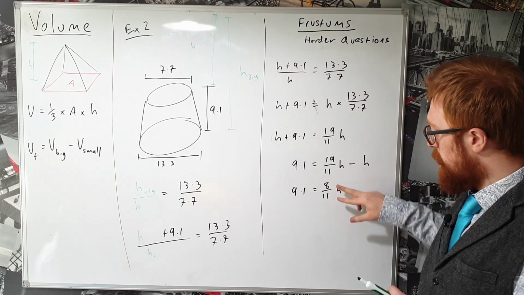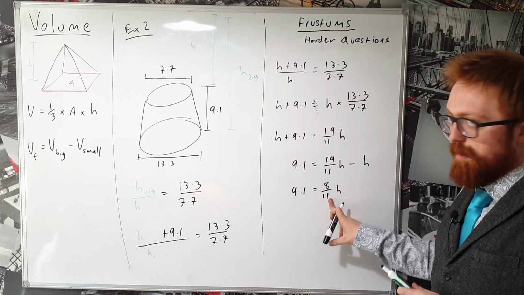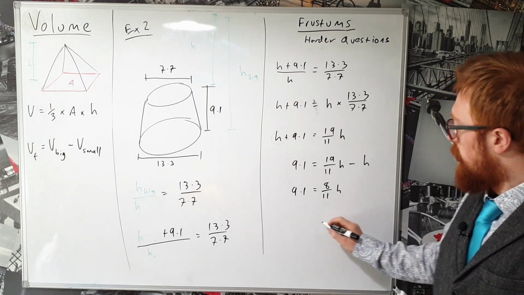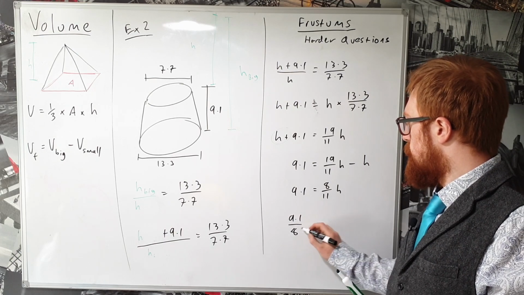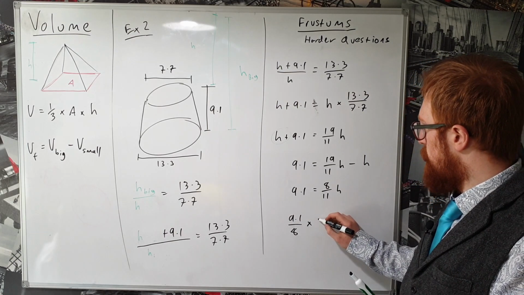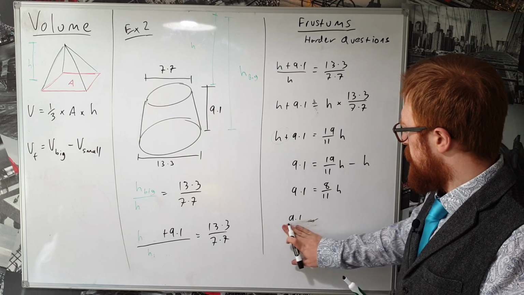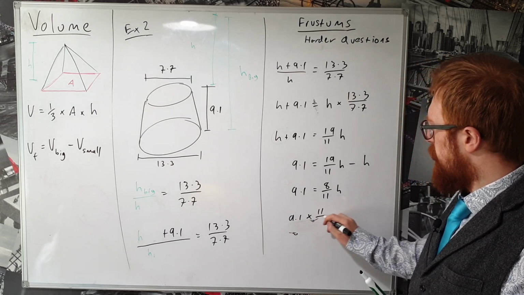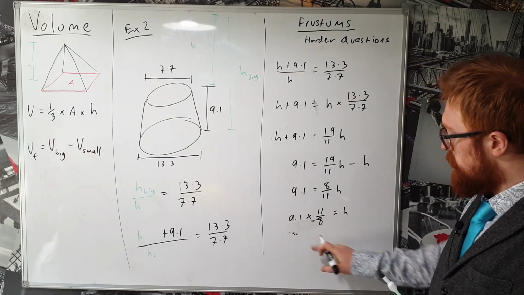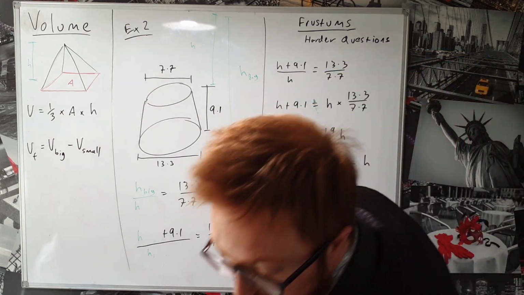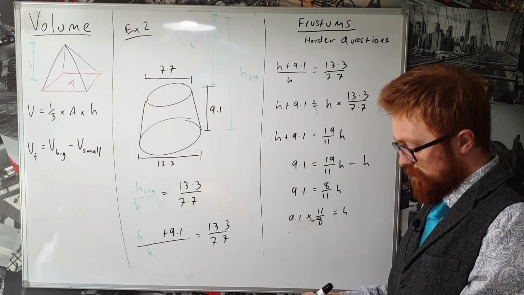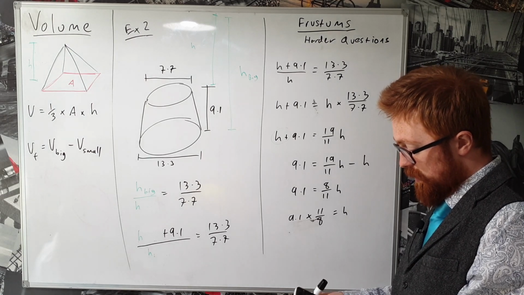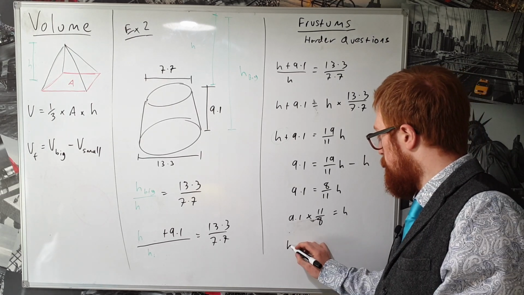Okay, so then our last step is to multiply by the reciprocal of this fraction, and we get 9.1 over 8 times by 11. Let's write that out slightly differently: 9.1 times by 11/8 is equal to h. 9.1 times by 11/8 we can work out as being 12.5125.